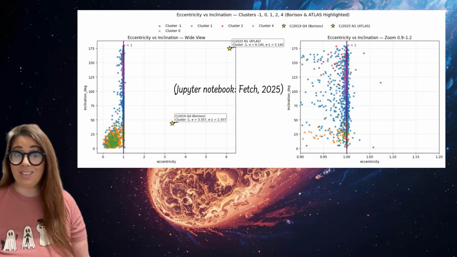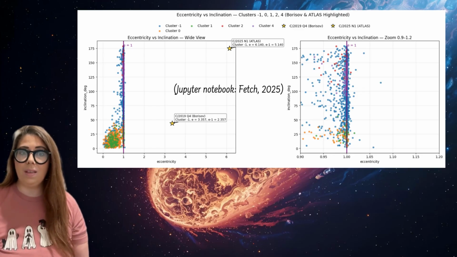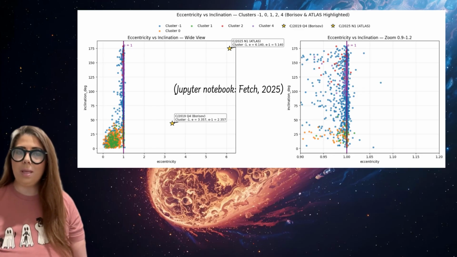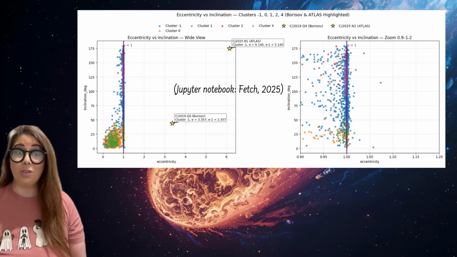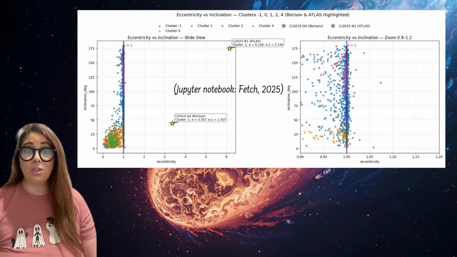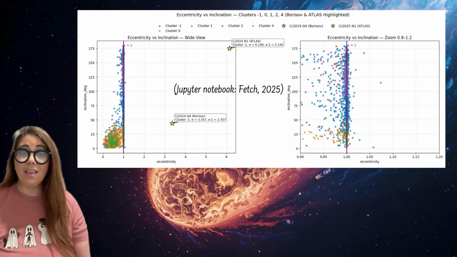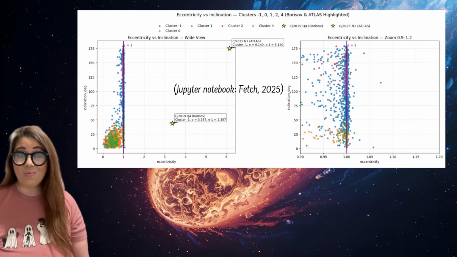It's over 6. Now, if the eccentricity value is greater than 1, which we're seeing in these objects, that means the object isn't trapped by the sun's gravity. And so it's just passing through our solar system from interstellar space. You can clearly see on this graphic, Borisov and 3I Atlas are highlighted with yellow stars.